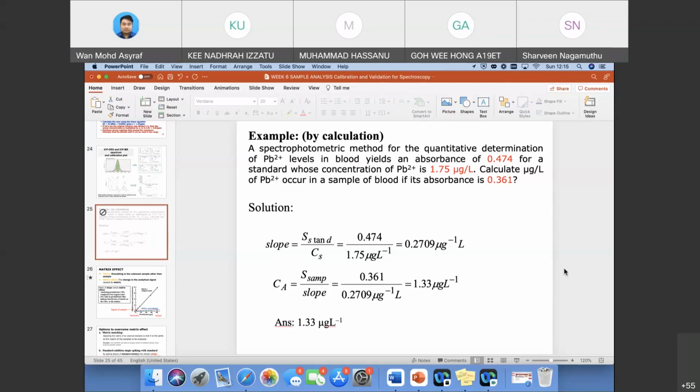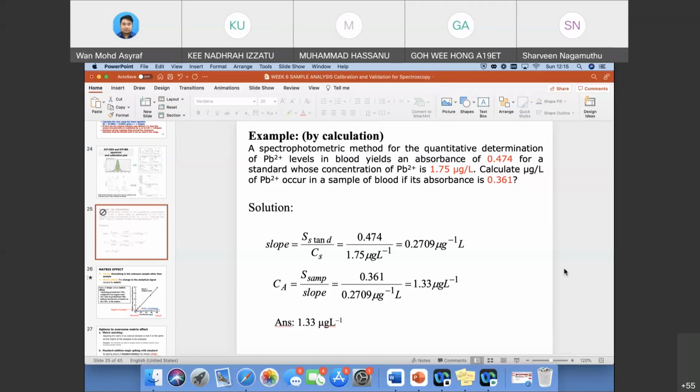All right, so we look at this calculation. Example of a calculation. A spectrophotometric method for the quantitative determination of Pb2+ levels in blood yields an absorbance of 0.474 for a standard whose Pb concentration is 1.75 micrograms per liter. So now you have your absorbance for the standard. For a standard of 1.75 micrograms per liter, the absorbance is 0.474. Calculate the Pb in blood samples if the absorbance is 0.361.